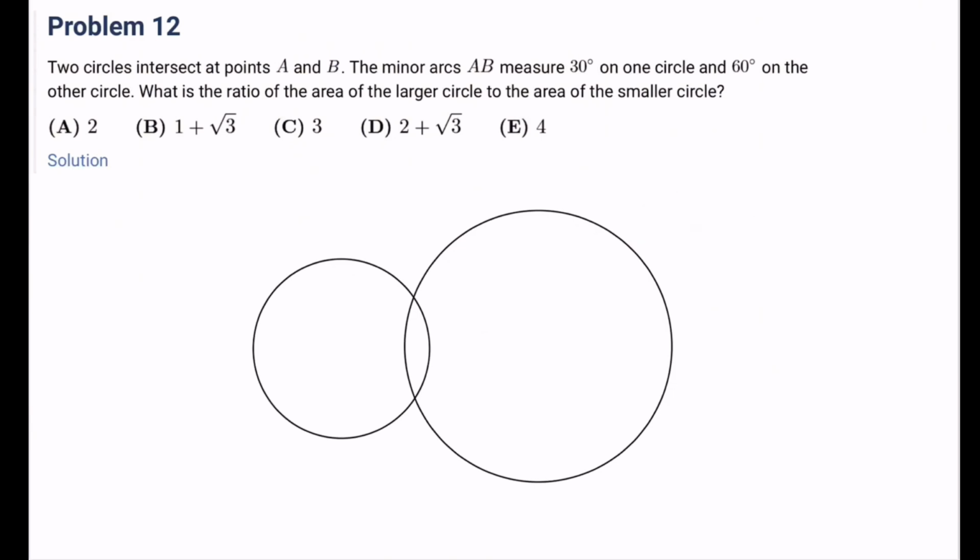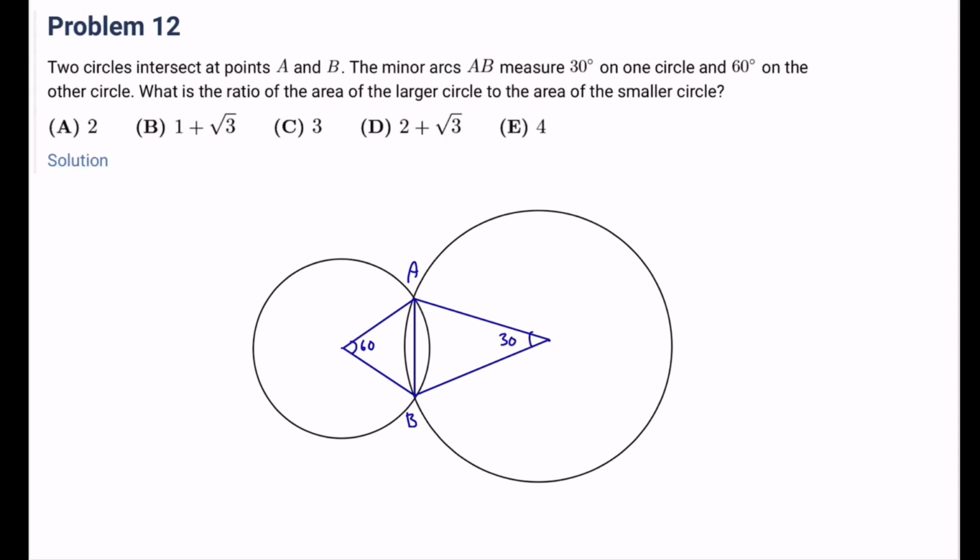So those are going to be the two circles, and this is A, and this intersection is B. And if we connect them, right, that's going to be our AB. And the minor arcs AB measure 30 degrees on one circle and 60 degrees on the other. That basically means that if we have that connection, this is going to be 30 degrees, and this is going to be 60 degrees.